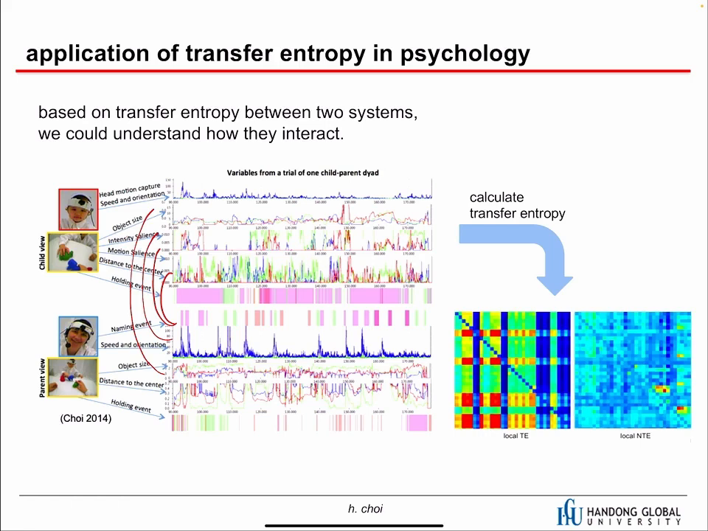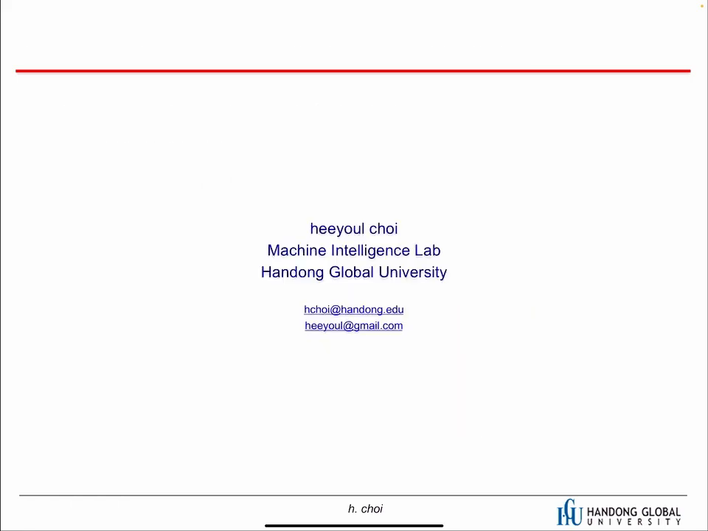Then based on this, we can actually confirm psychological discoveries, or psychological knowledge, with these quantitative measures. Okay, and that's it.